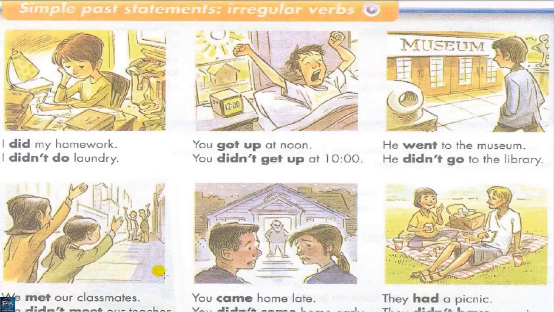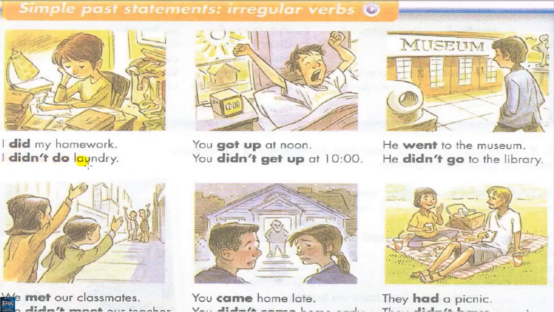Exercise number 5. Simple past statements, irregular verbs. Regular verbs take ed, d, or ied. Irregular verbs don't take d, ed, or ied. Irregular verbs, you must keep them by heart. You must memorize the past because the verb changes between the present and the past. Example: I did my homework. Yesterday, I did my homework. The verb do, present, past, did.